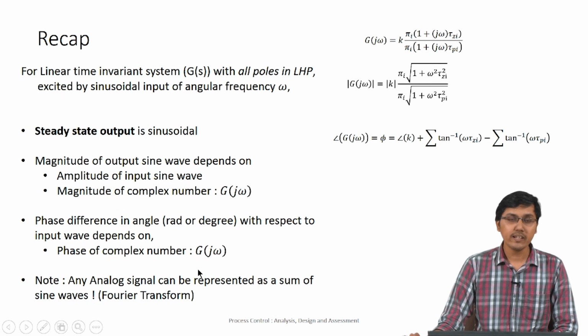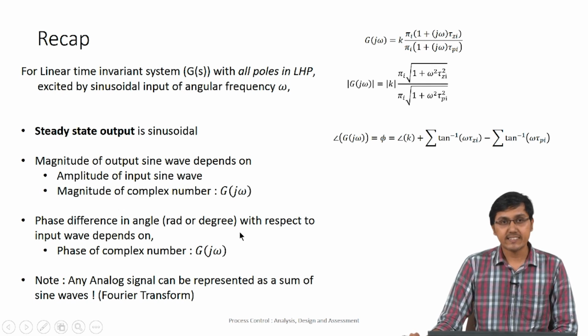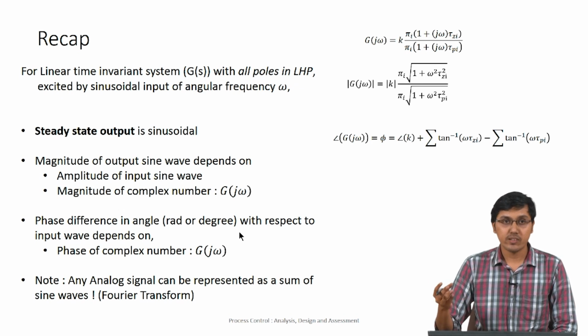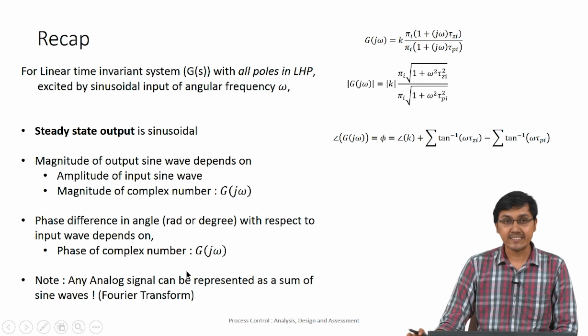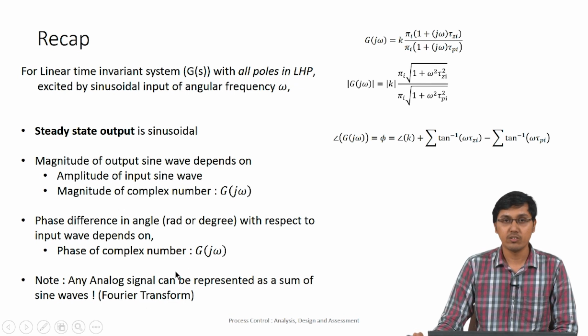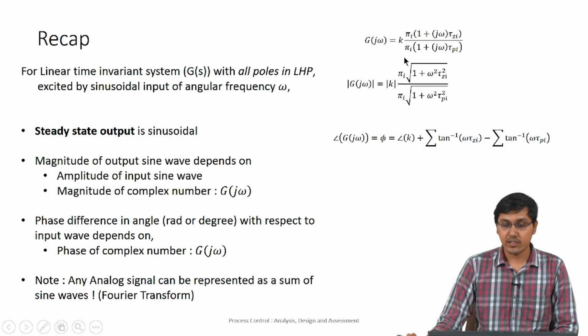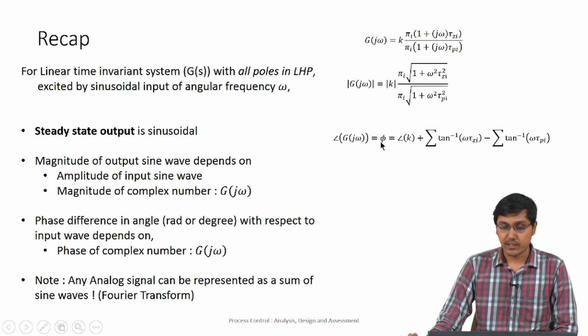And one more reason why we are more interested in sine waves is that any analog signal can be represented as a sum of sine waves, which is given by the Fourier transform, but let us just keep that concept for now. We do not need to really go into this for now, and these are the formulas we have got for the magnitude and the angle of the complex number G(jω) again.